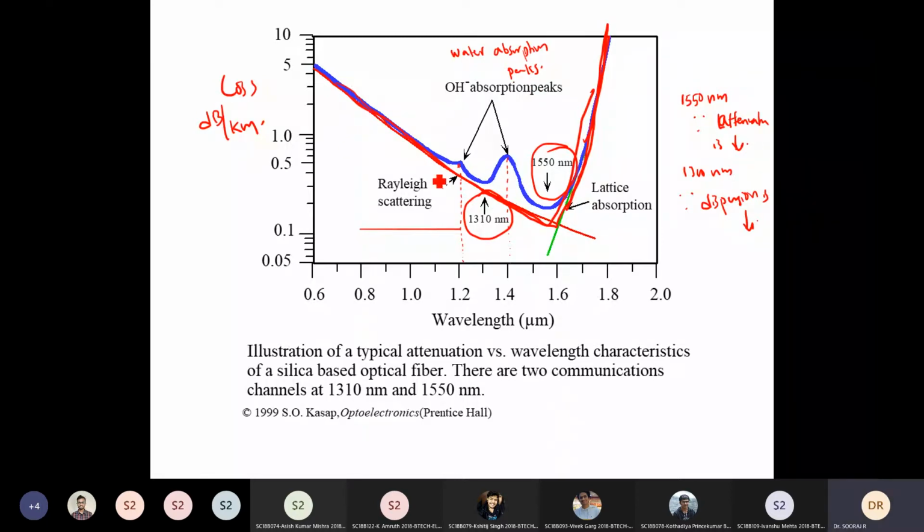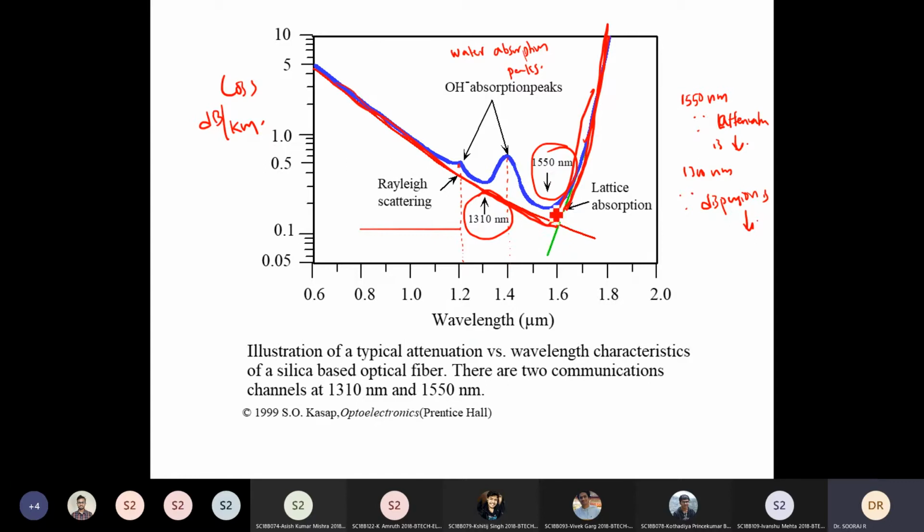So again, all these losses are a function of wavelength. The loss is never a constant, it's always a function of wavelength. So if you observe the experimentally measured absorption spectrum or the losses inside an optical fiber, you will see that you are having two minima here. One minimum happens to be around 1300 nanometer or 1310 nanometer. The other one happens to be around 1550 nanometer. In fact, among these two, the loss at 1550 nanometer is going to be the least.